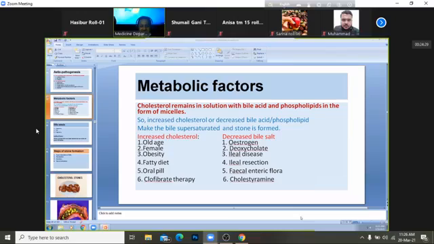So if there is a situation where cholesterol is increased or bile salt is decreased, excess cholesterol will be out of this micelle formation and will go out of solution and will make the bile lithogenic.